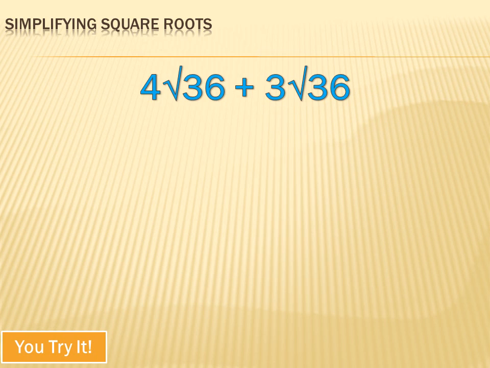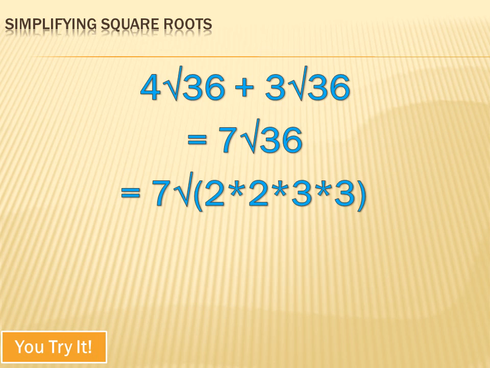Well, I got 4 times the square root of 36 plus 3 times the square root of 36. I can treat the square root of 36 like a variable and combine those to read 7 times the square root of 36. Now I want to factor that 36. And I can break that 36 down into 2 times 2 times 3 times 3, so that the expression would read 7 times the square root of 2 times 2 times 3 times 3.